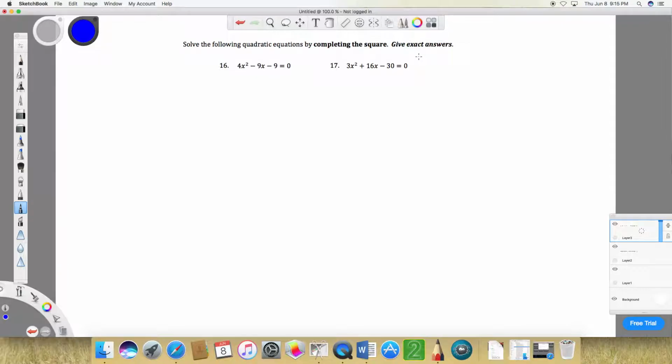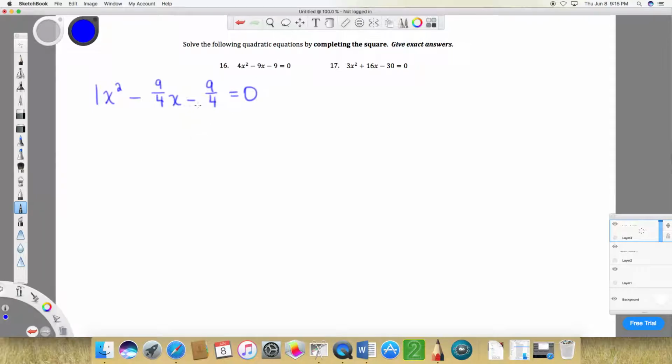All right, in completing the square, we need that leading coefficient to be a 1. So I'm going to start out by dividing every one of these terms by 4. So 4 divided by 4 is 1. So I get what I wanted. And now here I'm just going to write it as 9 divided by 4 and 9 divided by 4.